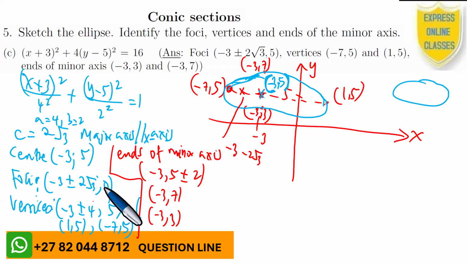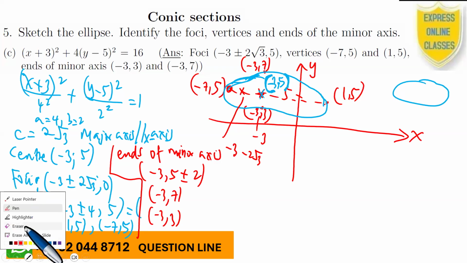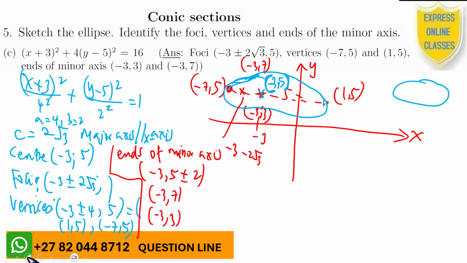Okay, yeah, this is 5. Okay, so you have this one. So it's this one together with 5, and then there's another focus here. So this is minus 3 plus 2 to the square root of 3.